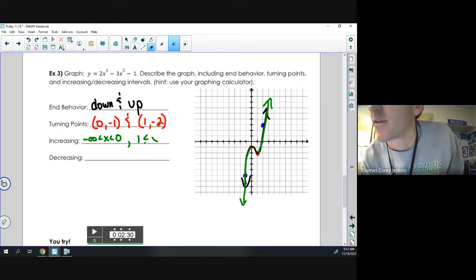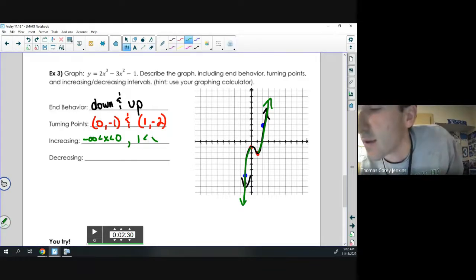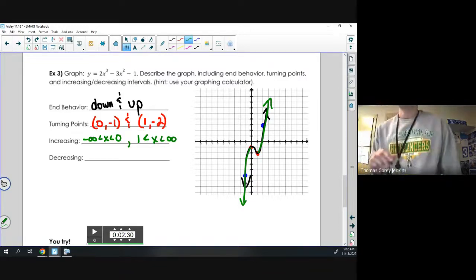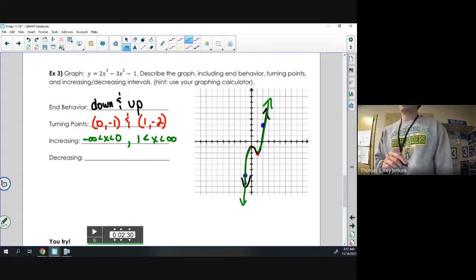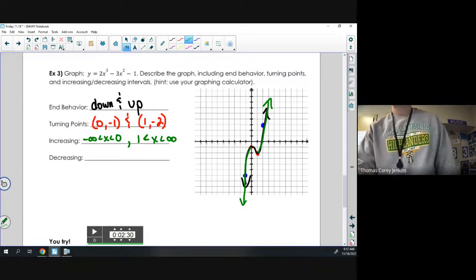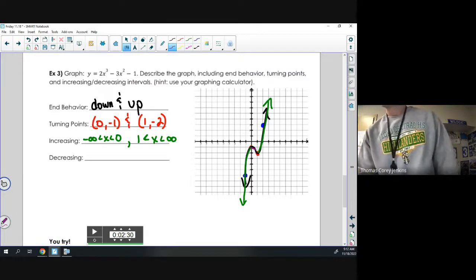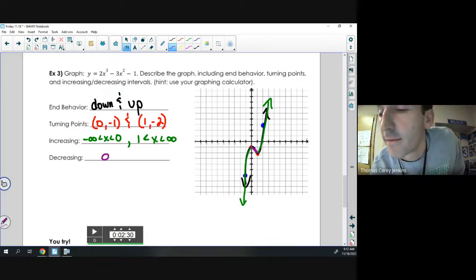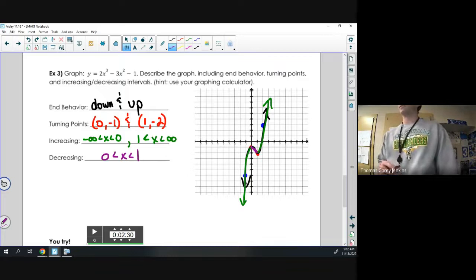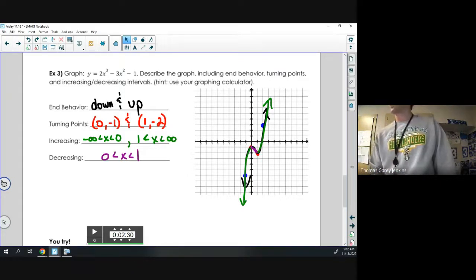Sorry, they're never or equal to on these, so just... All right, and then it decreases from here to here, right? That's just from 0 to 1. So that might take some work, just naming those intervals, but we will work on it, okay? Any questions before you try one?